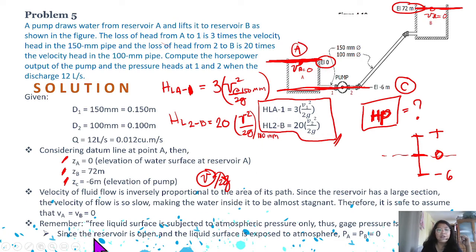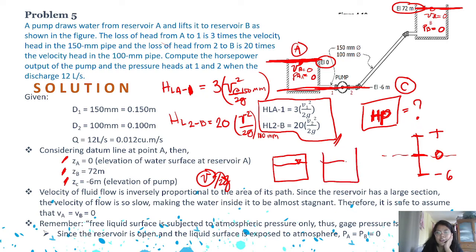So, VA is 0. And remember, a free liquid surface is subjected to atmospheric pressure only. So the pressure at point A is also assumed to be 0, and PB is also assumed to be 0 since it is exposed to the atmosphere. It is not closed; we are talking about an open surface. It's a different case when it is closed, so just recall that from the prelim. For an open surface, we assume that the pressure at this point is equal to 0.